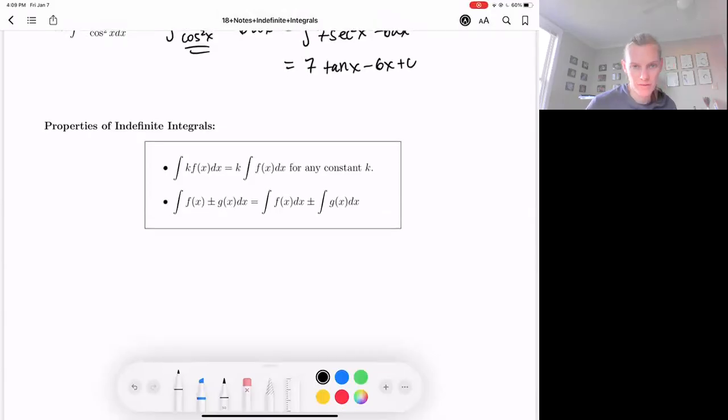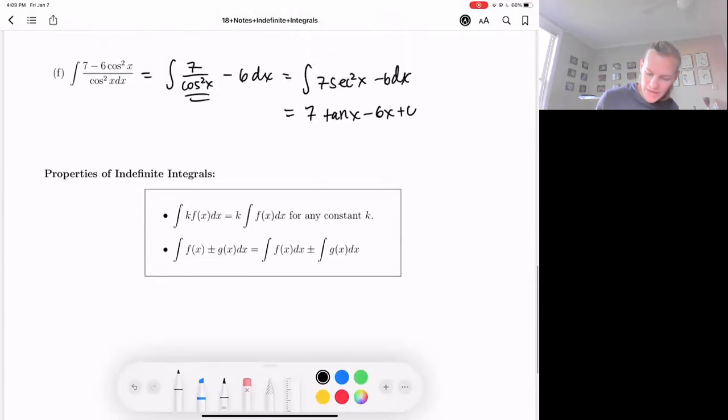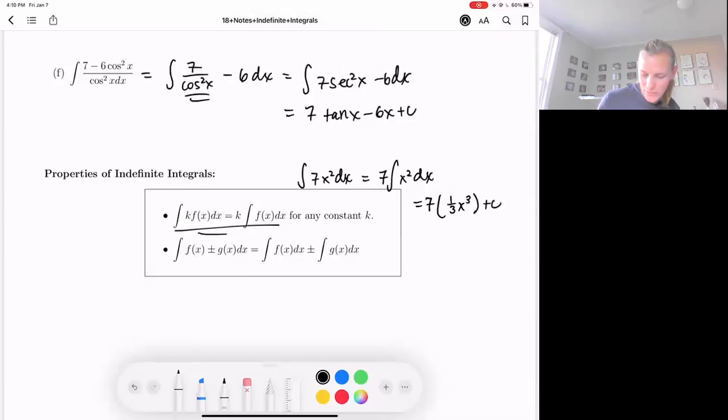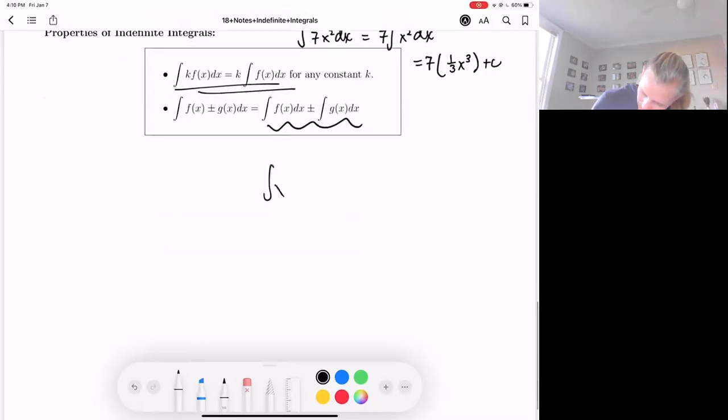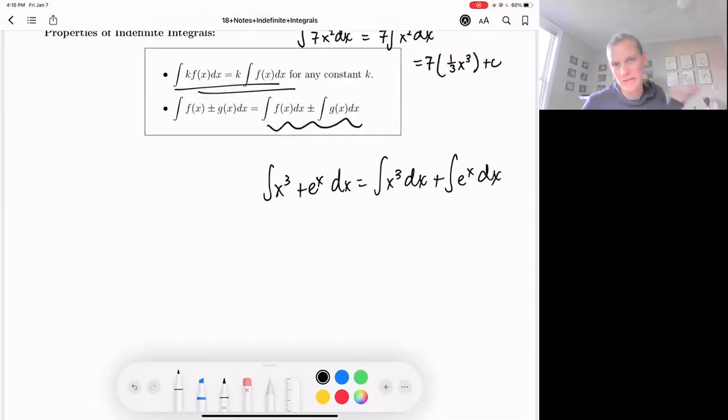One thing you might have noticed as we've been going through these examples is that if I have something like 7x squared dx, I can pull that 7 out. And so I'm going to get 7 times the antiderivative of x squared. That's what this first property is telling us. I can just pull constants out. The second property is telling me if I have two functions added together, like x cubed plus e to the x, that's the same thing as antidifferentiating x cubed and then antidifferentiating e to the x. We've really been using those properties, but it's nice to have those written down. We'll do tons of examples in class.